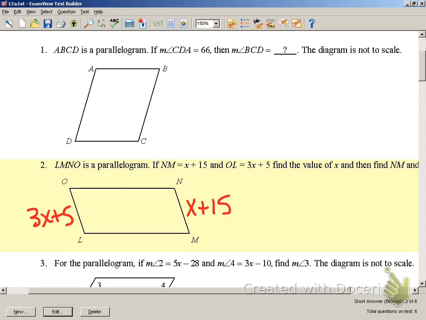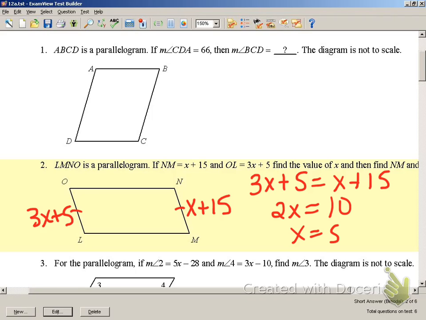Well, since it's a parallelogram, opposite sides of a parallelogram are congruent. Therefore, we would set these two measures equal to each other and solve for X. So 2X is equal to 10, X equals 5. But not only did it ask for us to solve for X, it also asked for us to solve for NM and OL. So we must plug X back in.